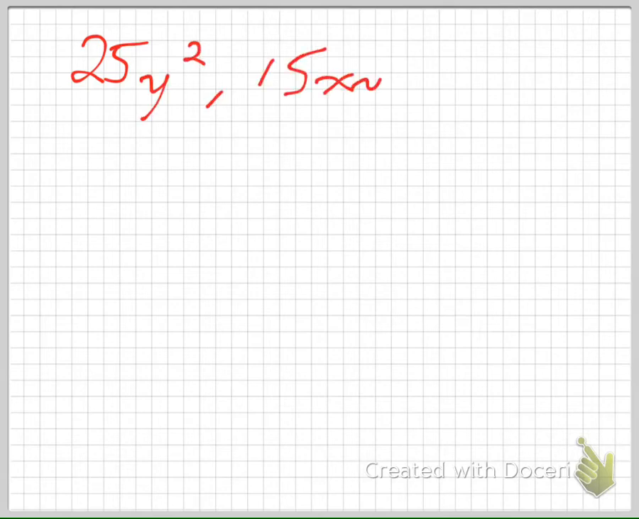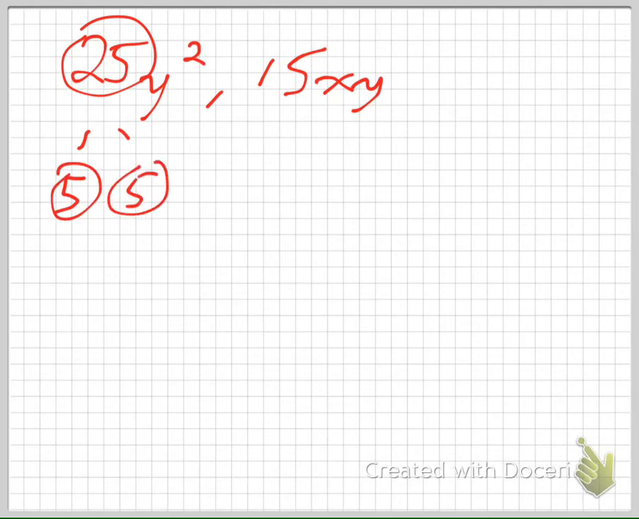You guys try one. Try 25y squared and 15xy. Find me the least common multiple of those two. Okay, so prime factorization of 25 is 5 and 5. Prime factorization of 15 is 3 and 5.